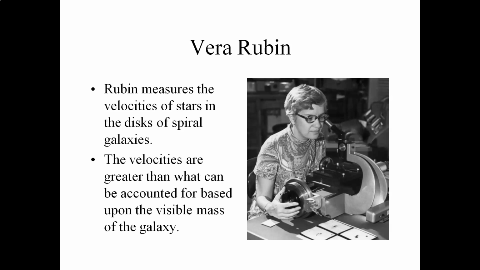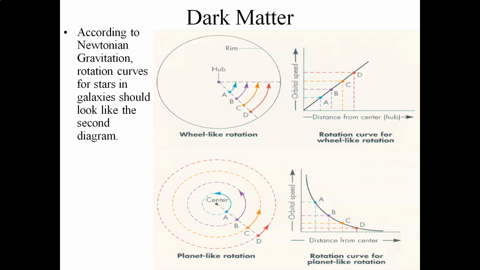Okay, now we move a couple of decades to the 1960s to the American astronomer Vera Rubin. Vera Rubin discovers the same dark matter that Zwicky did, but she does so in a different way. Rubin's research was concerned with measuring the velocities of stars in the disks of spiral galaxies. The velocities that she measured are greater than what can be accounted for based upon the visible mass of the galaxy.